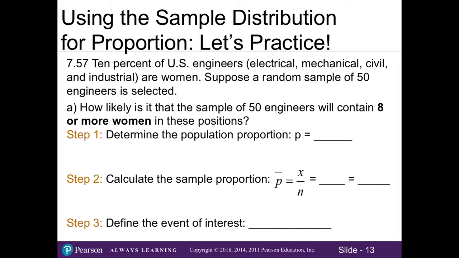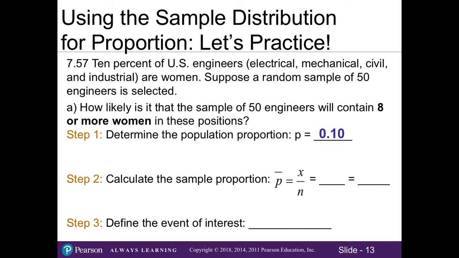Part A asks, how likely is it that the sample of engineers will contain 8 or more women in these positions? So our first step is we want to determine our population proportion. What's our P? In this case, it's given to us in the story at 10% of U.S. engineers. How I know this is the population is because we're talking about the United States as a whole, U.S. engineers. So our P is 0.10, or the decimal form of 10%.